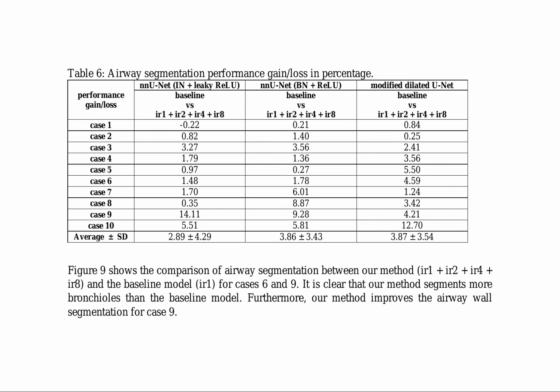The proposed method's performance in airway segmentation is comprehensively evaluated and compared to baseline models and variants of the nnU-Net architecture. Table 6 reveals a significant performance gain for the proposed method, with an average improvement of 2.89% and a standard deviation of 4.29, outperforming the nnU-Net variants. Notably, the method achieves substantial performance gains in cases 3, 6, 9, and 10, ranging from 3.27% to 14.11%. In contrast, the nnU-Net variants demonstrate inconsistent performance, with both positive and negative gains.